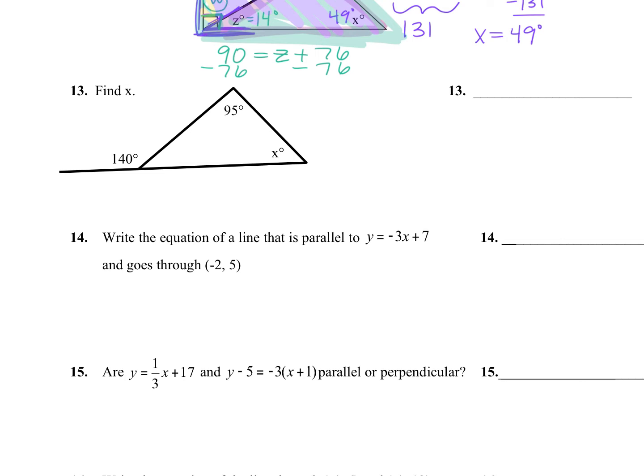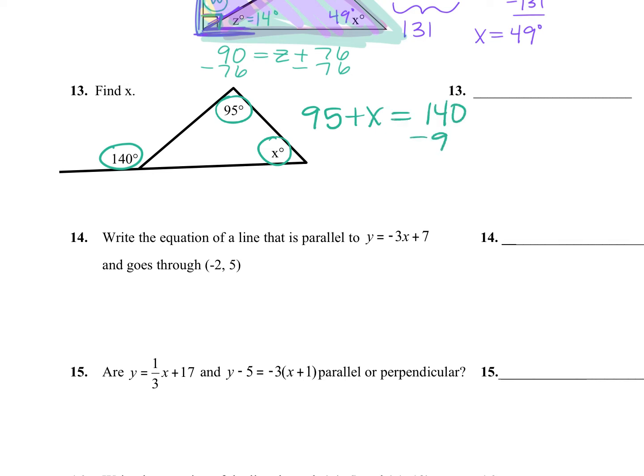95 and X equal the outside angle. Right, so the shortcut, remember these are called remote interior angles, and this is your exterior angle. So we said the remote interiors have a sum of the exterior angle. So if I add these two together, 95 plus X, it will equal the 140.